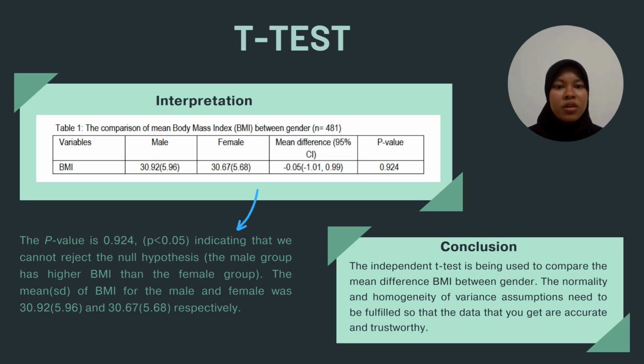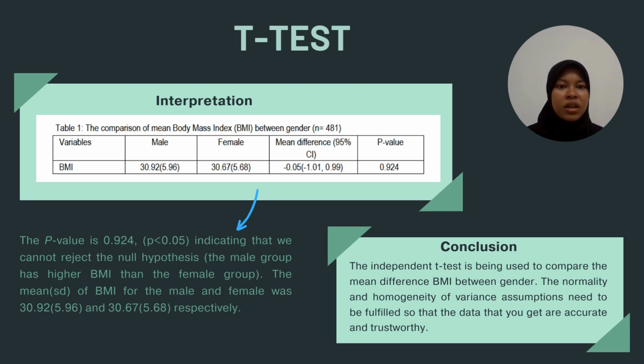0.924. The p-value indicates that we cannot reject the null hypothesis, because the p-value is more than 0.05. Therefore, there was no significant mean difference between BMI and gender.